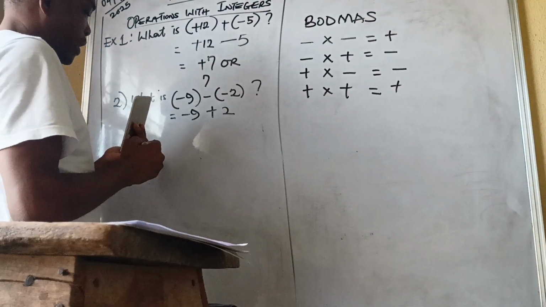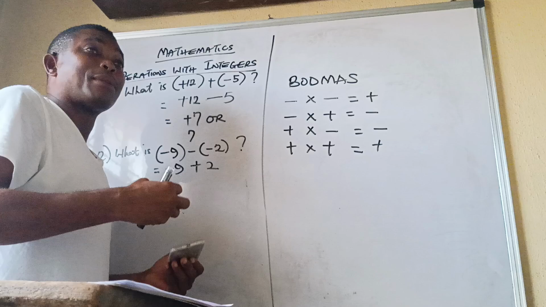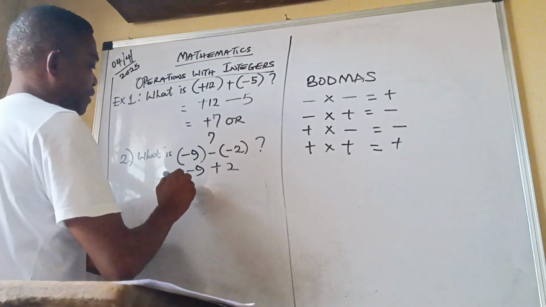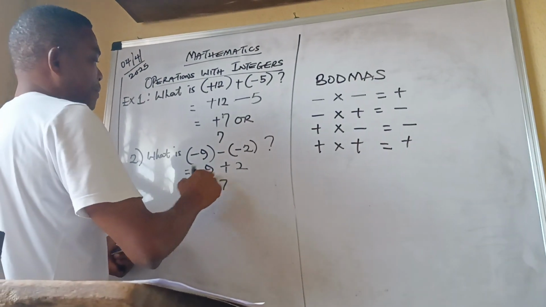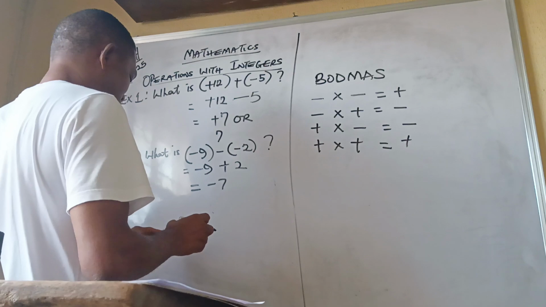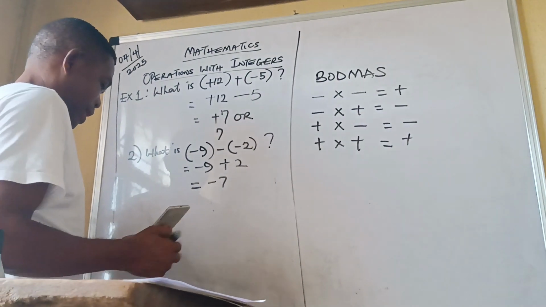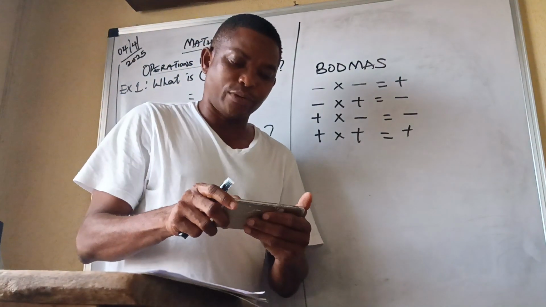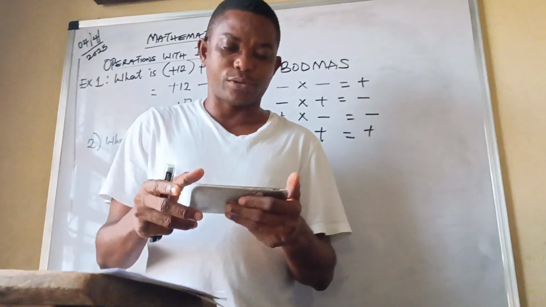I'm owing 9 naira, but I have 2 naira with me. So by the time I pay 2 naira out of the 9 naira I'm owing, I will still be owing a sum of 7. That's minus 7. So minus 9 plus 2 is minus 7. That's the second example. Now, let me read this introduction also regarding multiplication for the next examples.